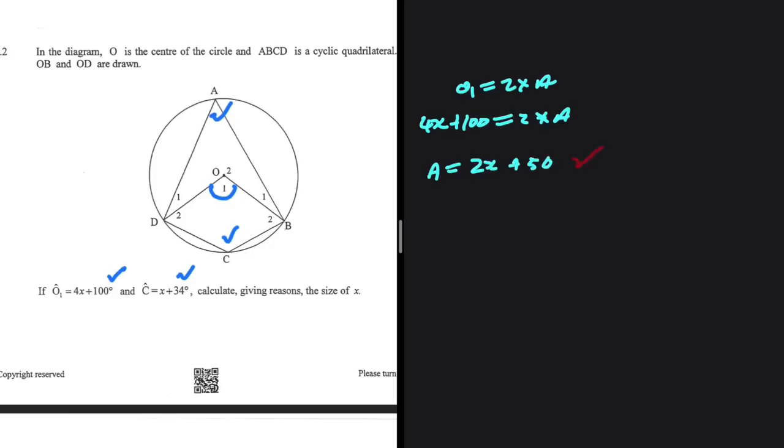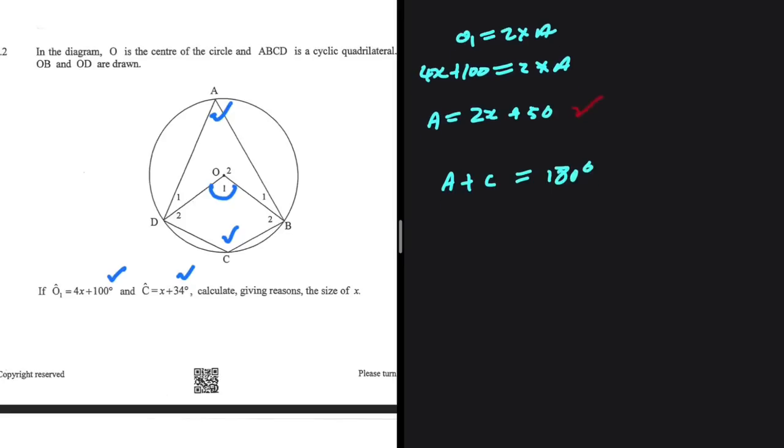So this is A. So what am I proposing? I'm proposing that A plus C should give me 180 degrees. The opposite angles of a cyclic quad are supplementary. So in place of A, I have 2x plus 50. In place of C, I have x plus 34, being equal to 180 degrees.